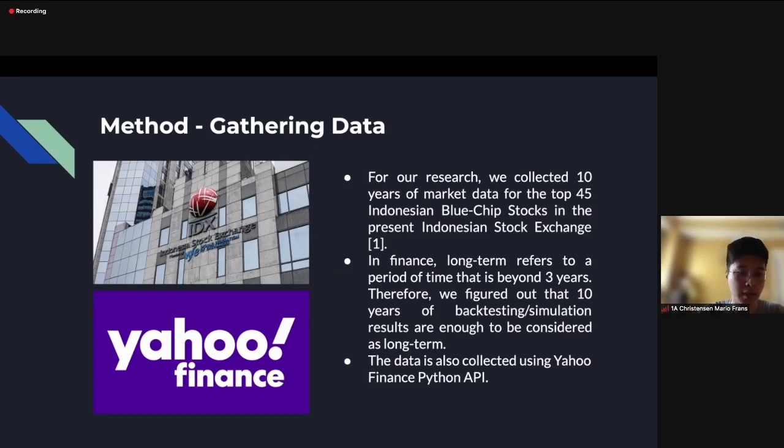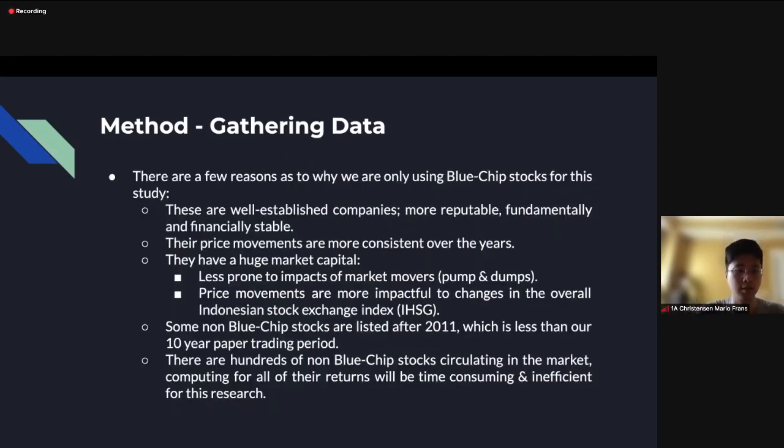Next, there are a few reasons as to why we're only using blue chip stocks for this study. First of all, these are well-established companies, and they are more reputable, fundamentally and financially stable. Also, their price movements are more consistent over the years, and they have a huge market capital, which also means they're less prone to the impacts of market movers, such as pumps and dumps, as well as their price movements are more impactful to the changes in the overall Indonesian stock exchange index.